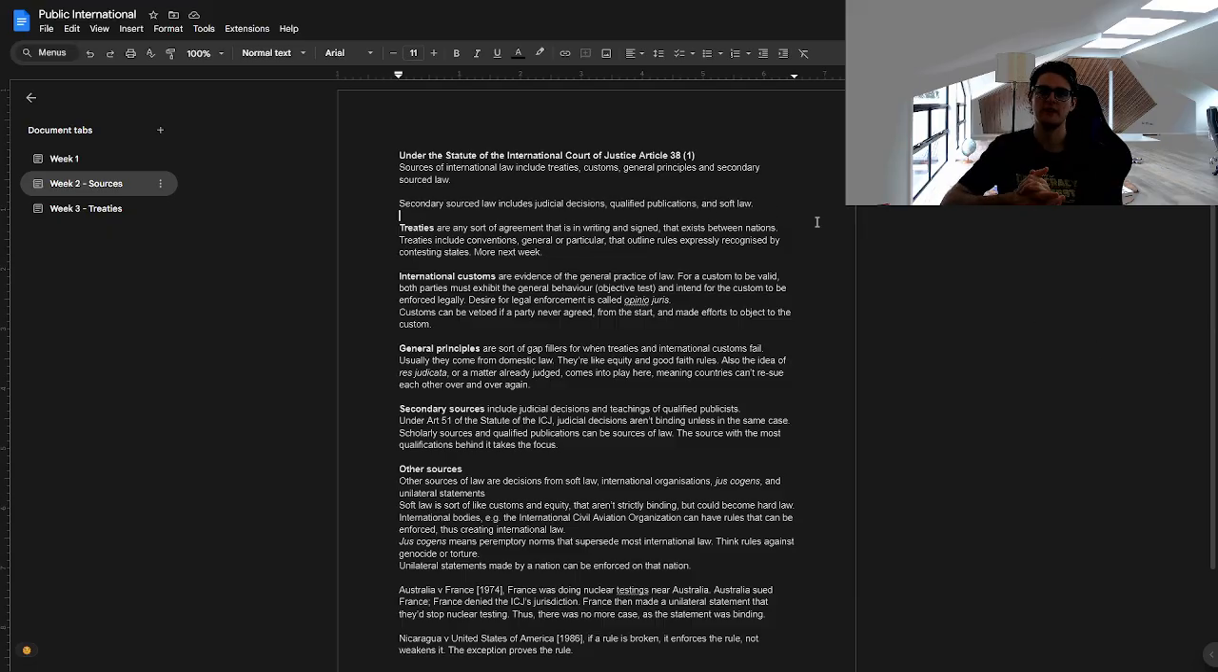So the ICJ is a UN body, so if you sign to become a UN nation, then chances are the ICJ will apply to you. And it basically outlines in this statute that 4 sources of law are treaties, customs, general principles, and secondary source law. That's all the ones that are expressly mentioned in that article.